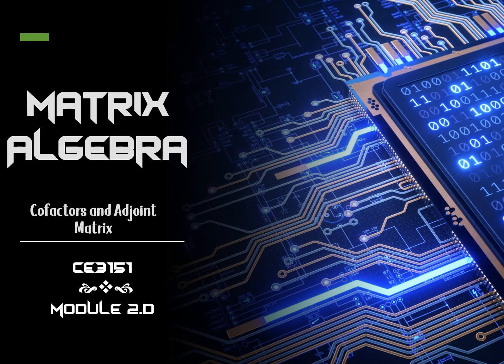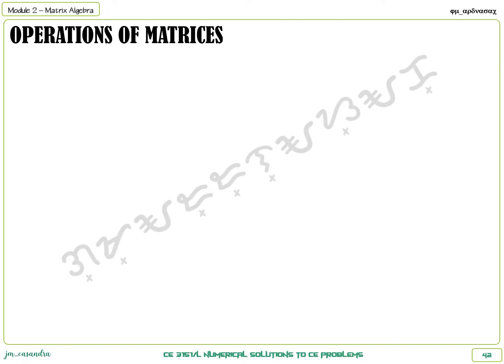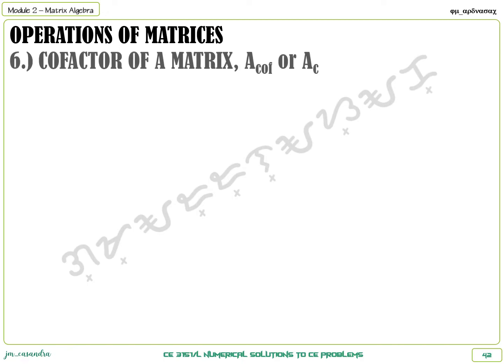Okay, good day. For this module, we'll be discussing part 4 of matrix algebra, and we'll be covering the topics of cofactors and adjoint matrix. So another operation that we apply on matrices is what we call the cofactor of a matrix.